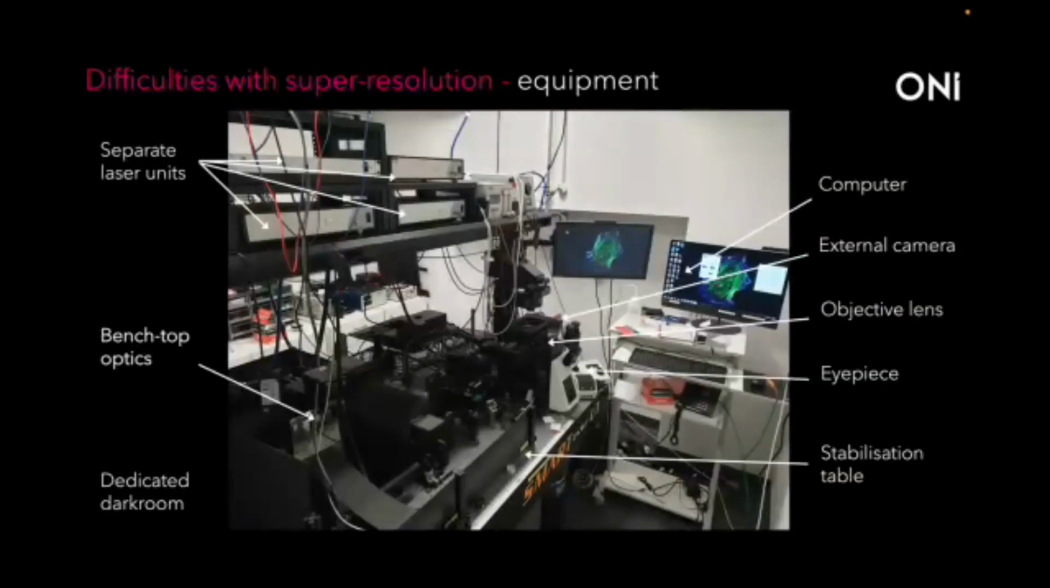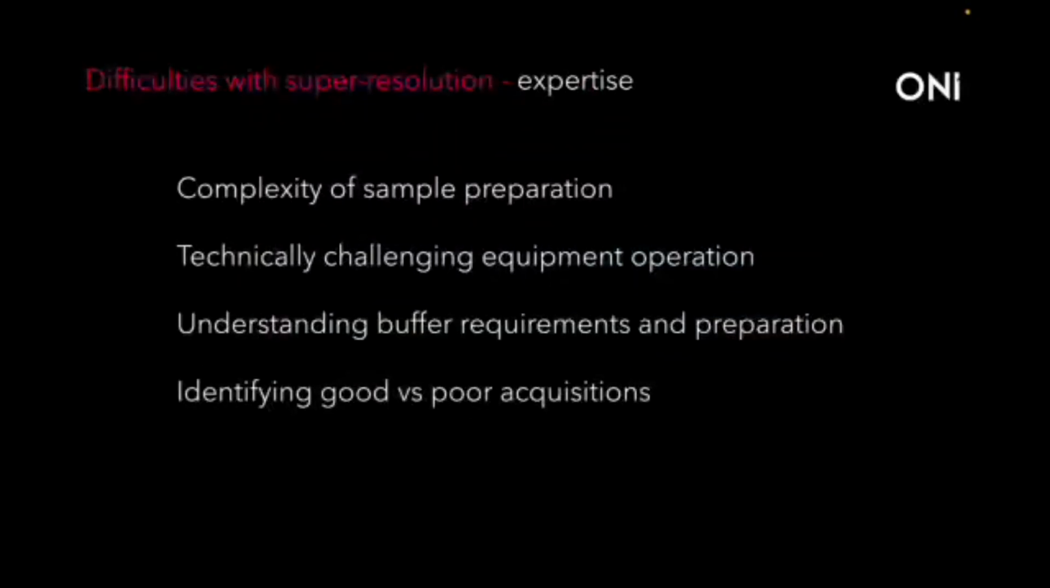So you have to have a separate computer, there's a camera, you have standard components such as the lens, eyepiece. It requires a table for stabilization so that, as you can imagine, if it moves at all, that's going to completely ruin your image. The optics are often exposed, the lasers are often separate. And usually this needs its own room because it has to have a dark room. And then when you go to do your imaging, you turn off all the lights and make sure no one opens the door. The other issue is expertise.